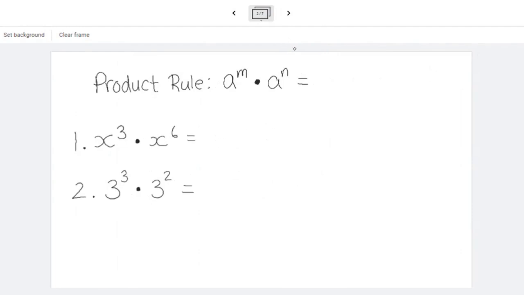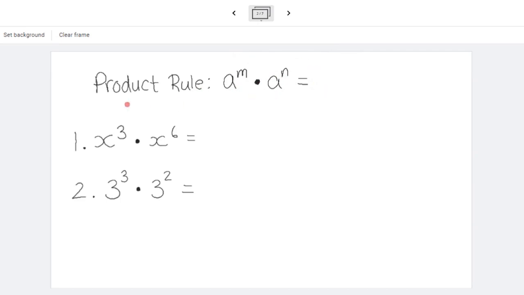So, the first rule that we're going to learn today is called the product rule. And basically, when you have something like a to the power of m times a to the power of n, what you're going to want to do is add the exponents up. But we should keep something in mind first.